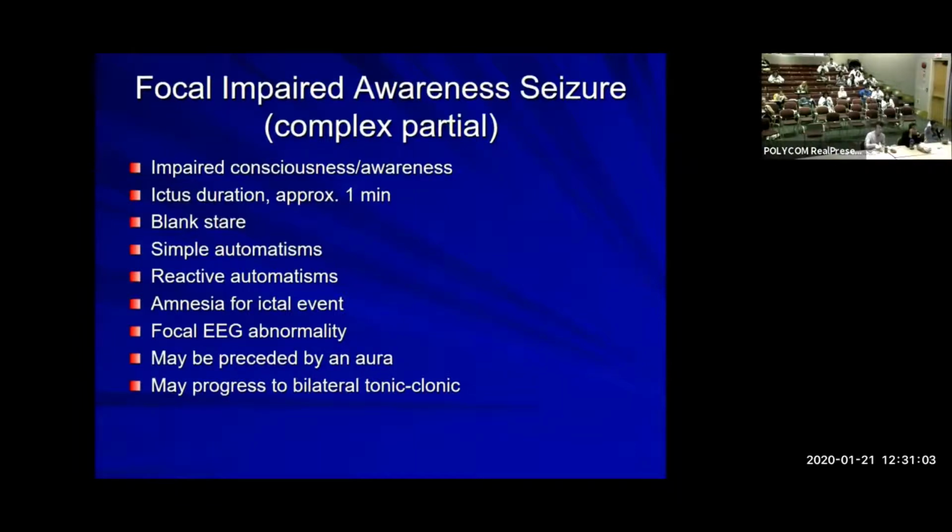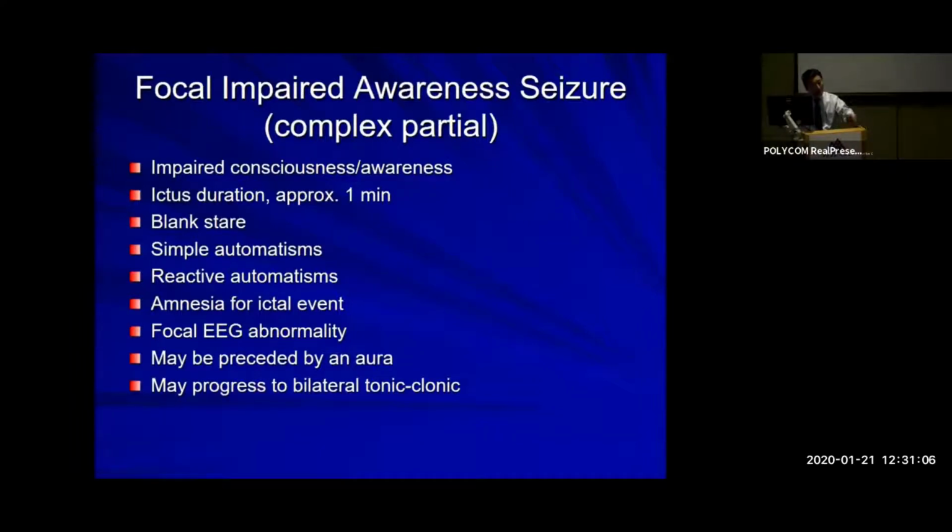Now, focal impaired awareness seizures are the most common type of seizures, statistically. They tend to last about one, maybe two minutes in duration, typically. And if you were to witness somebody having a focal impaired awareness seizure, they look like they're out of it, they're staring, they look a little confused. They may have automatisms, which are automatic, non-purposeful behaviors. Examples of simple automatisms would be lip smacking, making chewing movements, eye fluttering, and so forth. Sometimes they can have so-called reactive automatisms, which are kind of rudimentary reactions to environmental cues.